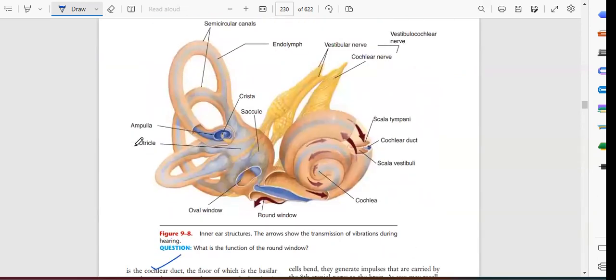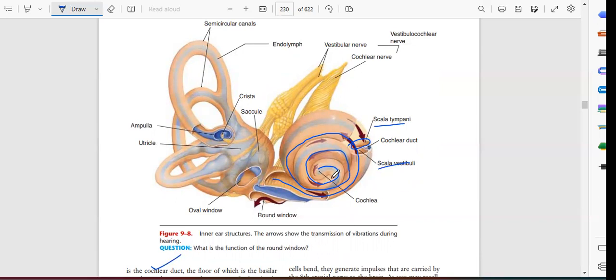So basically, you can see that this is the cochlea. The cochlea has turnings. You can see that this is the turning. Okay, so in there we have the cochlear duct. This is the cochlear duct. This is a tunnel-like structure. This is called scala tympani, and this is scala vestibuli.